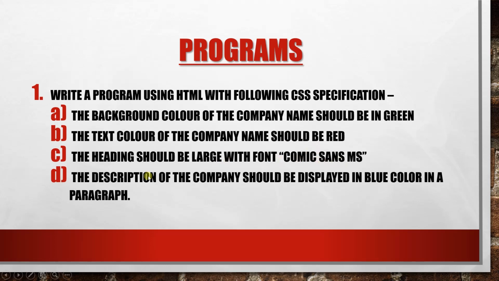Lastly, the description of the company should be displayed in blue color in a paragraph. So whatever company you write, its name should be in red color with a green background, with a large heading, and the font name should be Comic Sans MS. You write some description about that company in blue color, inside a paragraph. Okay, now let's do this question.